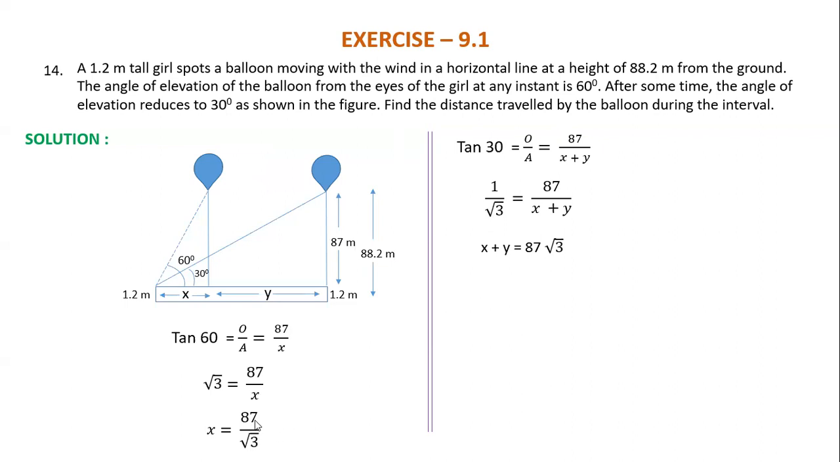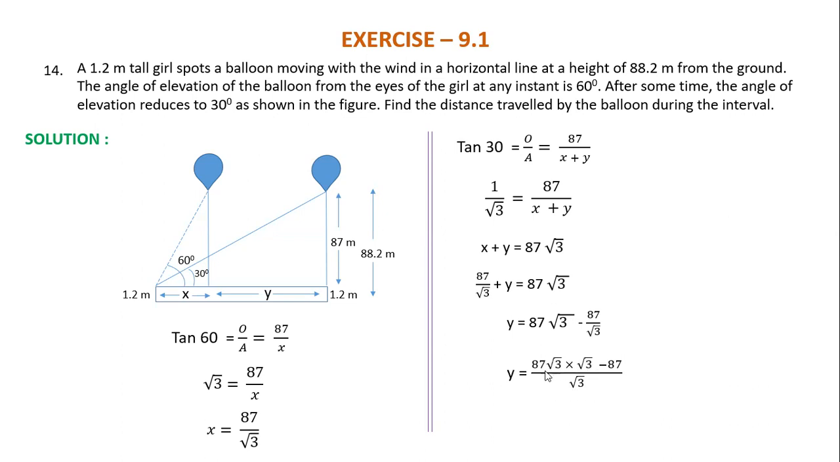So x is 87 upon root 3. Let's put it here. 87 upon root 3 plus y is equal to 87 root 3. So y is equal to 87 root 3 minus 87 upon root 3. When you take LCM, this should be multiplied with root 3. So it will be root 3 into root 3 minus 87 upon root 3.